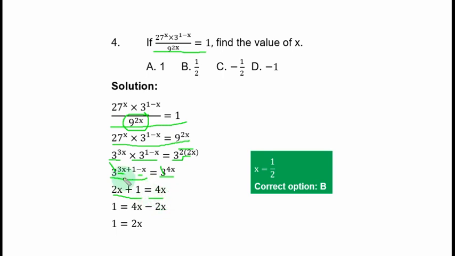Collect like terms. Transfer these 2s to the right hand side. It becomes minus 2s. So you have 1 equal to 4s minus 2s. And you have 1 equal to 2s. Divide both sides by 2. S is equal to 1 over 2. The correct option is option B.